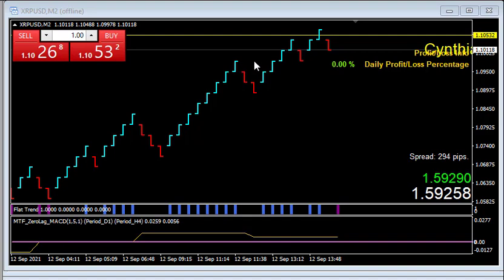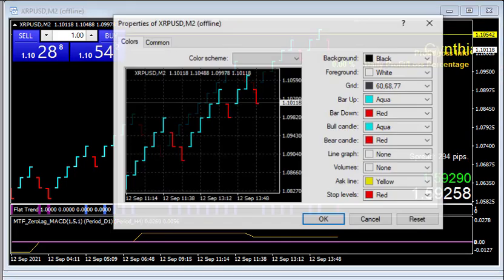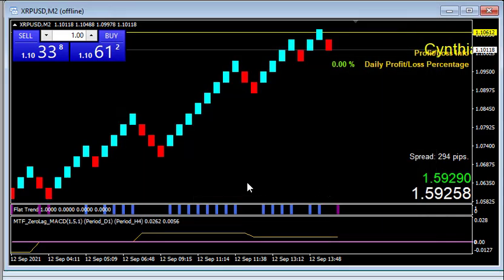We'll do it anyway. Right click, it's out of the frame, but you choose properties, which is the very bottom option when you right click, and open up the dialog box there. So you come over here to the common tab. You see it's on bar chart already. You just hit candlestick and click OK. And there we go. We got rid of the lines and put the Renko boxes in.